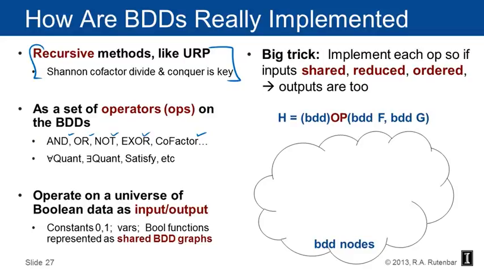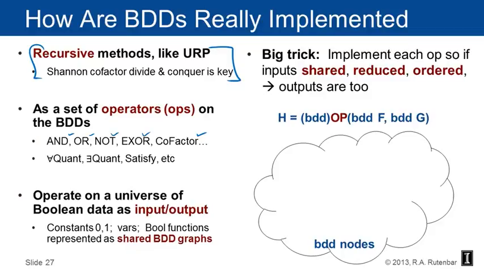The basic idea is that we're going to operate on a universe of Boolean data as input and output. So we're going to have constants, 0 and 1, as some of our data objects. We're going to have variables. And we're going to have Boolean functions represented as shared BDD graphs. The really big trick is that we're going to implement each operator so that if the inputs to the operator are shared, reduced, ordered BDDs, then the outputs of the operator are shared, reduced, ordered BDDs. The other way to say this is that we never build an unreduced, badly ordered version of the BDD. We always start with things that are reduced and ordered and shared, and we maintain them.